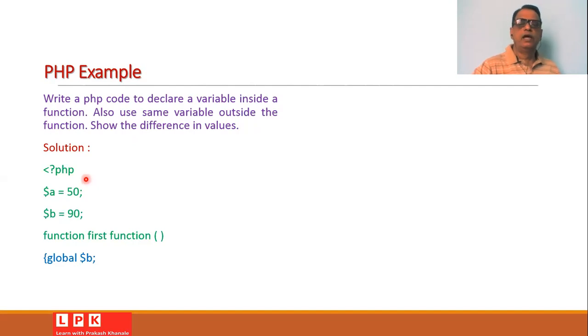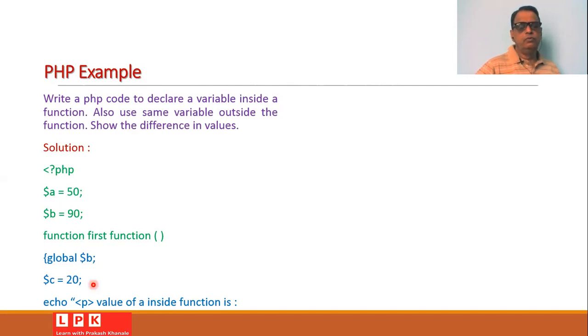Now we know that whenever we write any PHP code, it has to be enclosed in the tags, and the tag is like this. Suppose our first variable is a, so we write $a is equal to 50, of which the value is 50. Then $b is equal to 90. So these are the global variables which are declared outside the function. And now suppose we have a function, say first function, in which we make use of the global variable b, and there is another local variable c of which the value is 20.